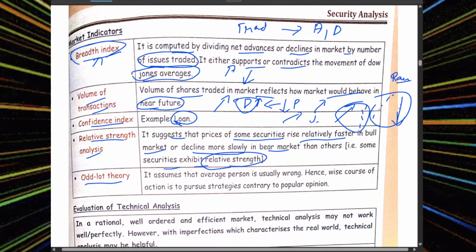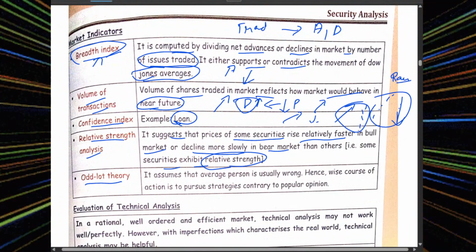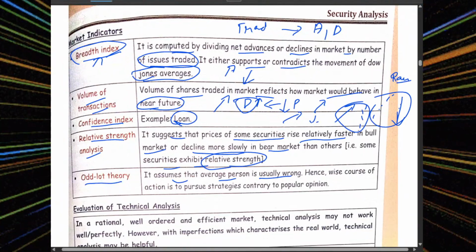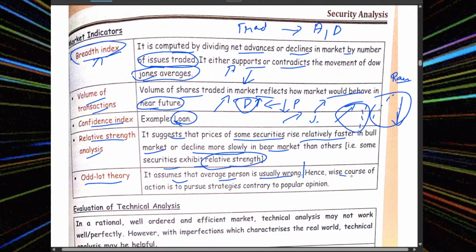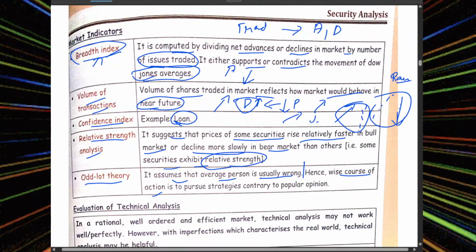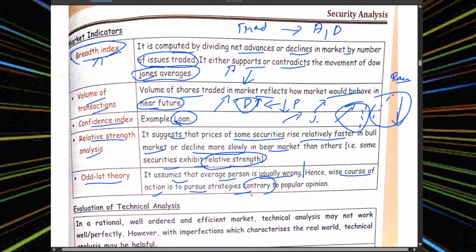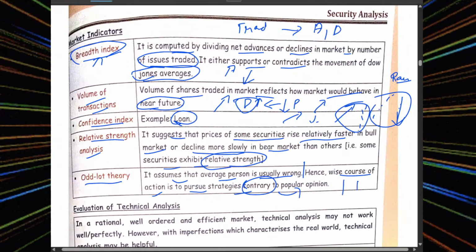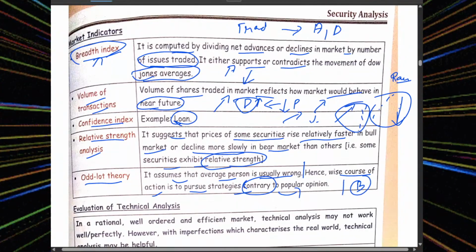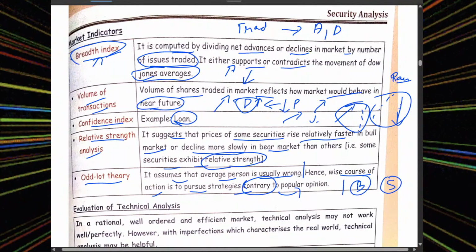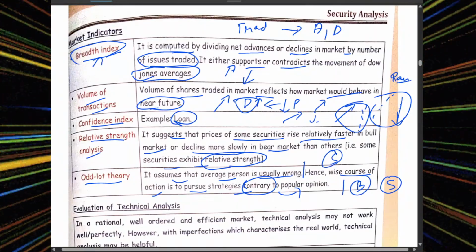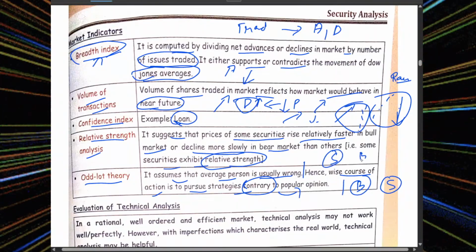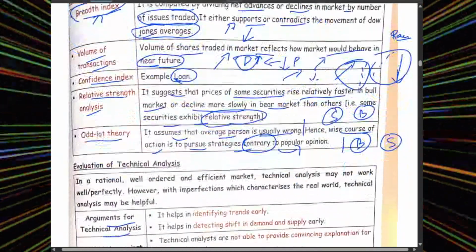These are the things. Odd lot theory. What is the odd lot theory? It assumes the average person is actually wrong. Hence, the wise course of action is to pursue strategies contrary to popular opinion. So if every indicator says buy now, based upon the odd lot theory, you need to sell. If every indicator says sell now, based upon the odd lot theory, buy. This is the odd lot theory.